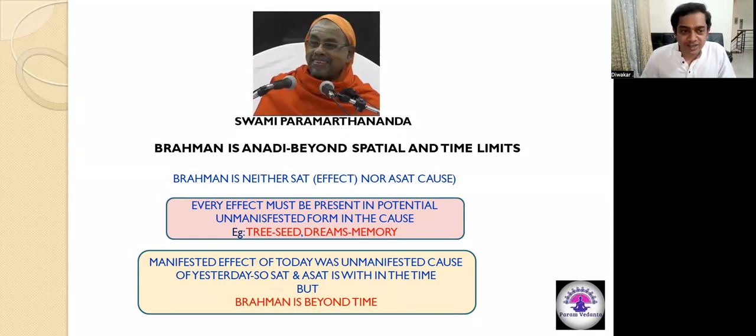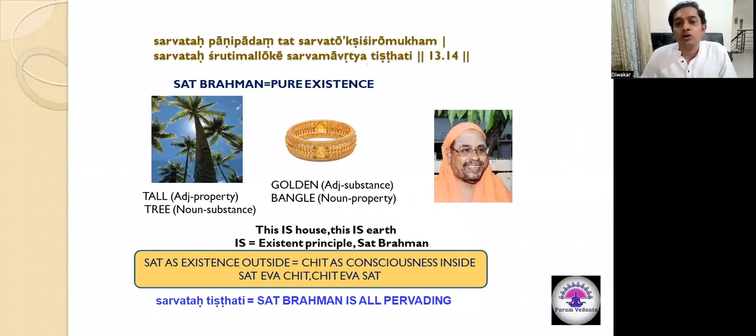If dreams are the effects, they were present in the unmanifested memory in the brain. So both cause and effect are within the limits of time. Like everything which is a manifested effect of today was an unmanifested cause of yesterday. But Brahman, as told earlier, is Anadi, which is beyond time. So Brahman is neither Sat nor Asat. In the next slide, we see verse 14, where Shri Krishna brings about another nature of Brahman, which is Sat Padartha or pure existence principle. This is a very difficult concept to conceive.